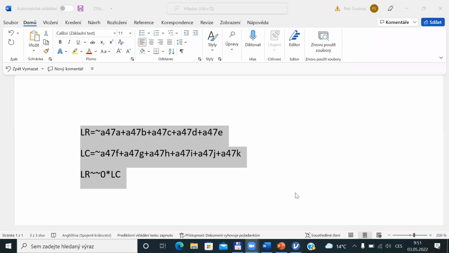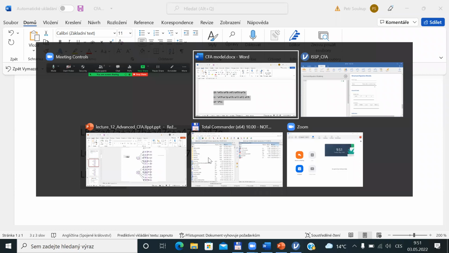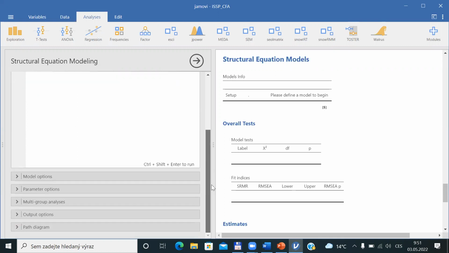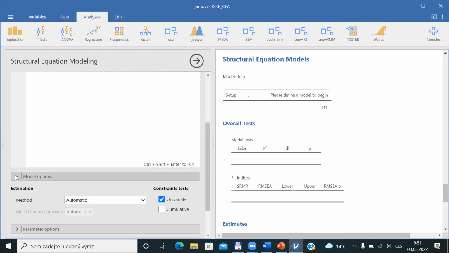This, and here it is for your own usage. So once again, sharing the screen, and I will copy and paste once again these commands into this window for structural equation modeling. And before we run these commands, I would like to go into model options.